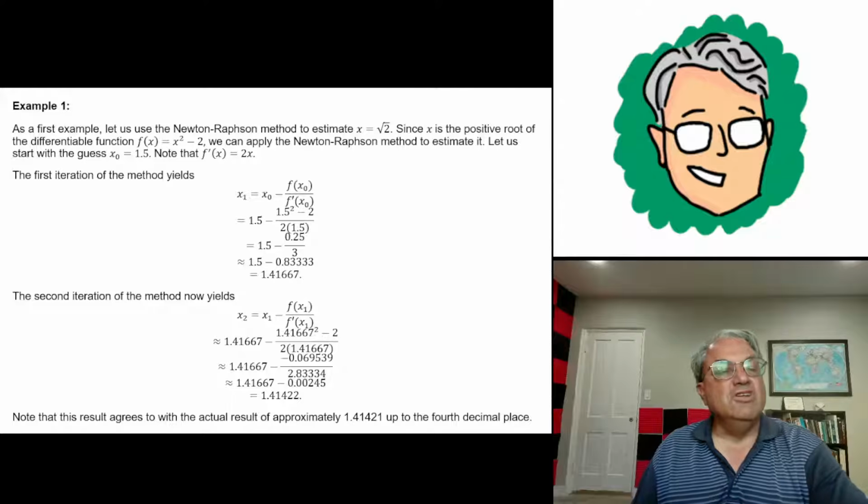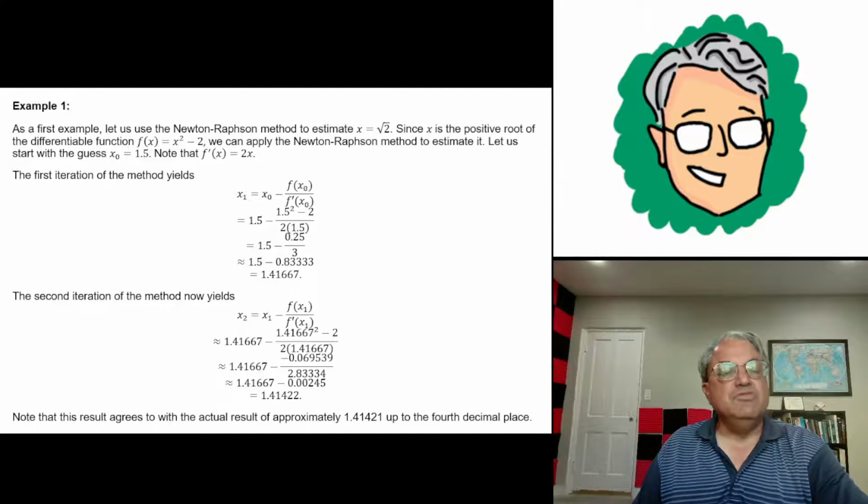So anyway, now I'm just going to give you some examples. As a first example, let's use the Newton-Raphson method to estimate the square root of 2. I did another video recently where I estimated the square root of 2. I think I did one using Taylor series. That's another way you can do this.